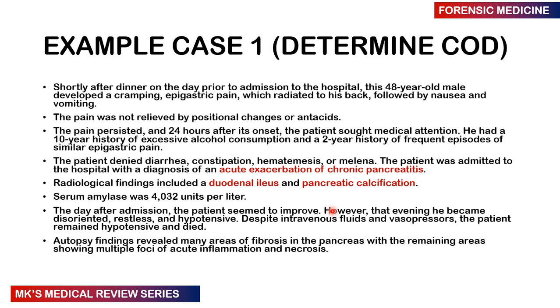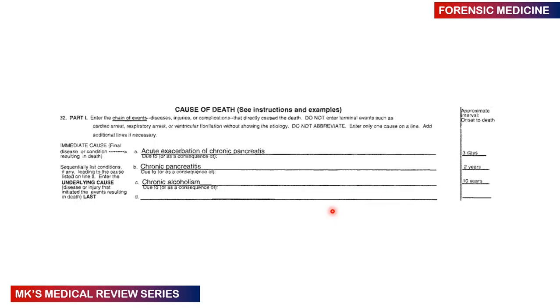So here comes the answer. The immediate thing that caused the death is acute exacerbation of chronic pancreatitis. This happened in 3 days. Secondary to chronic pancreatitis, which was a diagnosis that they had for 2 years, which was secondary to chronic alcoholism, which is a diagnosis that they had for 10 years.